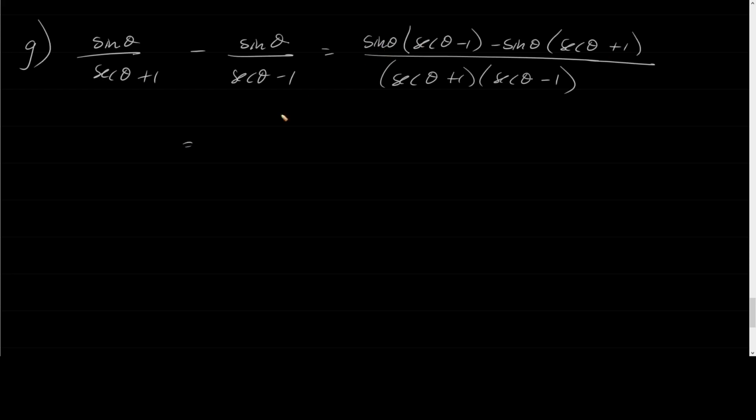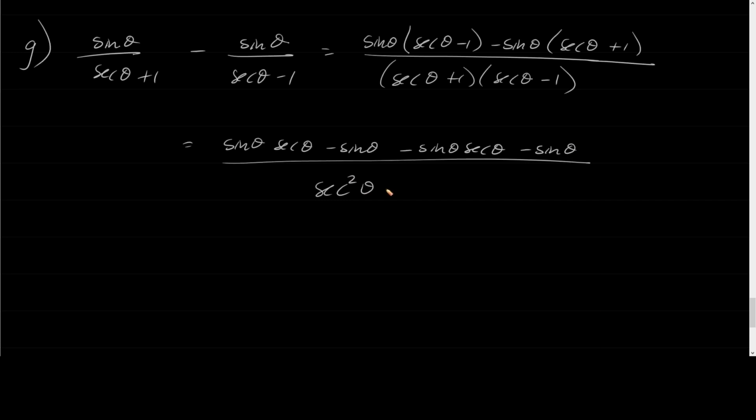Distributing the numerator, I end up with sine theta times secant theta minus sine theta minus sine theta times secant theta minus sine theta. All of this over secant squared theta minus 1, because once again, I've got the product of conjugates, all right? So now, in the numerator, what do we see? Well, I've got sine theta secant theta minus sine theta secant theta, so those cancel each other out. What else happens in the numerator? I've got negative sine minus sine, that's negative 2 sine theta.